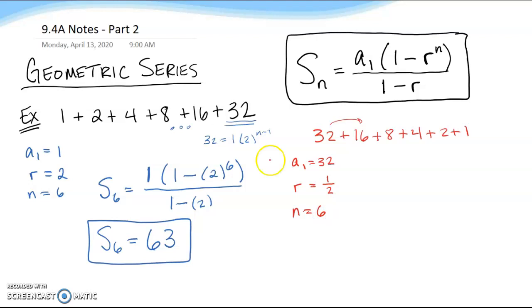All right, and so again, this has to be the same problem, and so the sum of those 6 terms in this context would have to be 32, parentheses, 1 minus, and then this is why I like to get in the habit of using parentheses, because in the calculator, you have to put 1/2 in parentheses here to the 6th power, close parentheses.